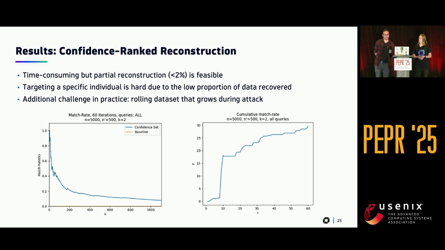So what are some takeaways from that? Running the attack for a relatively long time enables the attacker to reconstruct a very small portion of the secret database. That's less than 2% with high confidence. So targeting an individual is very difficult. Another challenge a real attack would have is that the database wouldn't be fixed. The effects of a rolling database is something we have not analyzed in these experiments, but would certainly be another big factor in an actual attacker scenario.